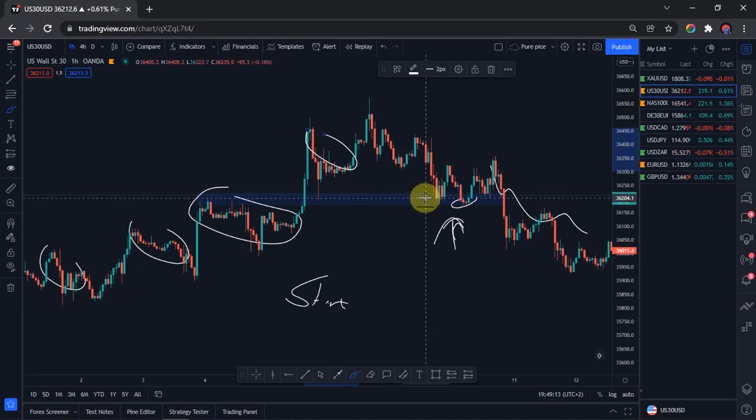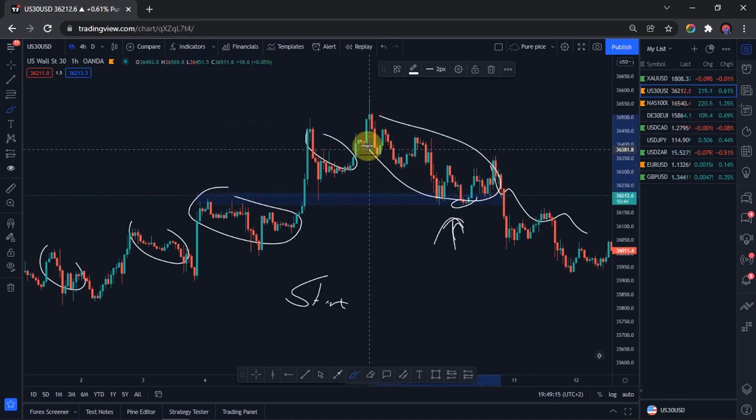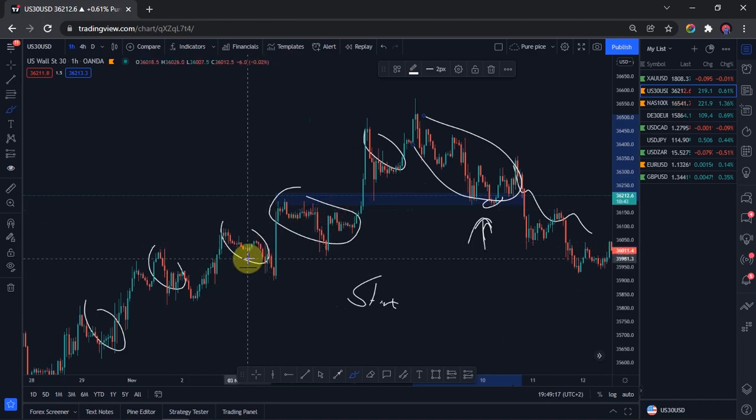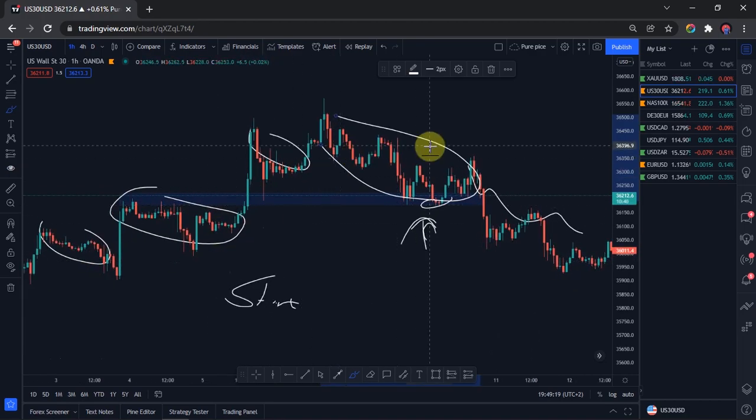Then I want you to pay attention to this corrective wave which you are taking your trade from. Look at it. It is completely different from all the other corrective waves. How is it different? It is different in terms of strength. It took a lot of time. It is different in terms of momentum and strength. It took a lot of time, and it is big compared to all the corrective waves.